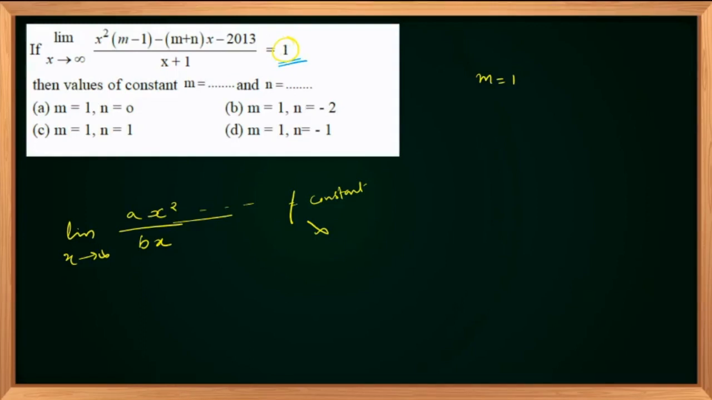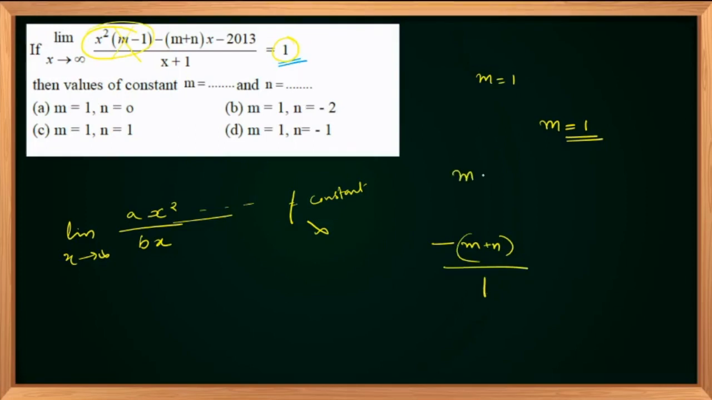So naturally I will get m equal to 1 as the correct answer, because once m is 1, there is no more x squared term. Now you can simply apply L'Hospital's rule. If you differentiate this, there is no m here. If you differentiate this, you will get minus of (m plus n) in the numerator and 1 in the denominator, right?